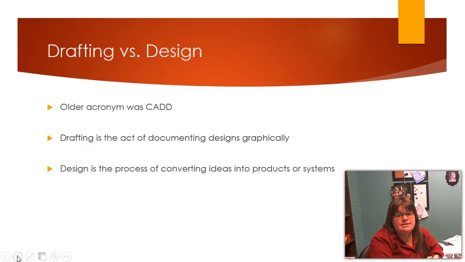So, what's drafting and design? You hear the two terms. The older acronym was CA with a double D. Well, now it's just CAD. Typically, drafting was that act of graphically documenting those designs, and the design process is converting those ideas into products or systems. Now drafting and design is almost the exact same thing. You're doing it simultaneously. Before, it used to be different, where one person was the design engineer and the other person was the draftsman. And anymore, in today's world, those two different job duties are performed by the same person.